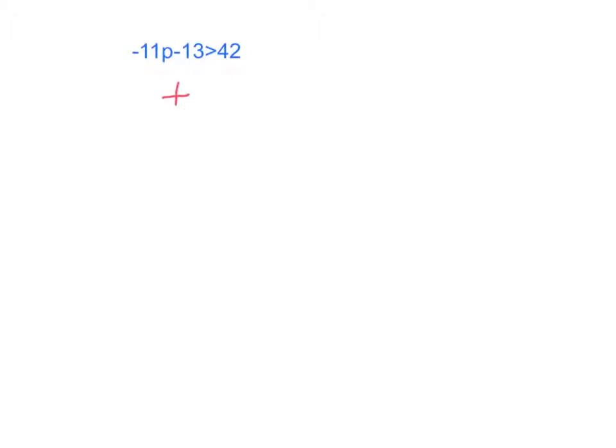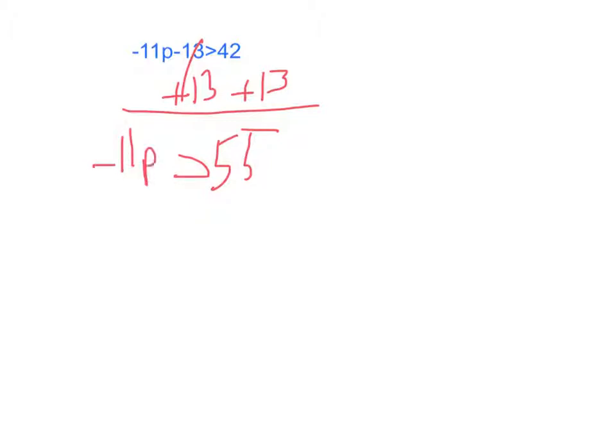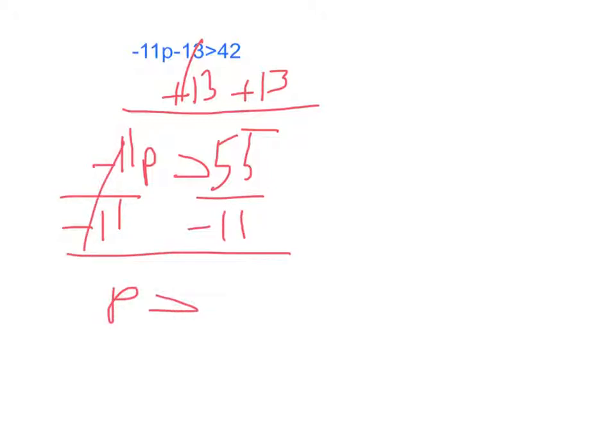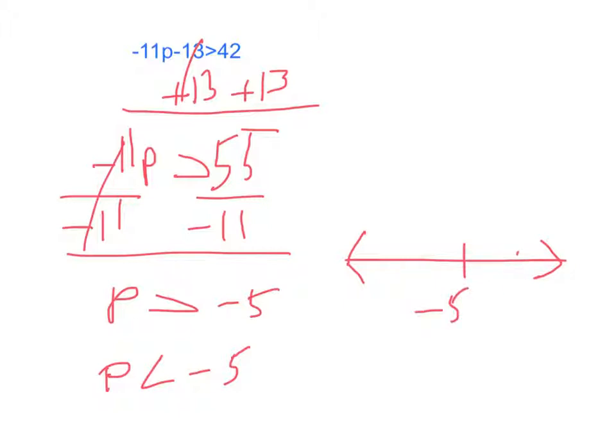So to isolate the variable, you have to add 13 to both sides, which is 55 is less than negative 11p. We're going to divide by negative 11 on both sides. This crosses each other out, and we have p is greater than negative 5, but since we divide by a negative, it's going to be p is less than negative 5. On a number line, on a graph, this will look like this, with an open circle pointing to the left.